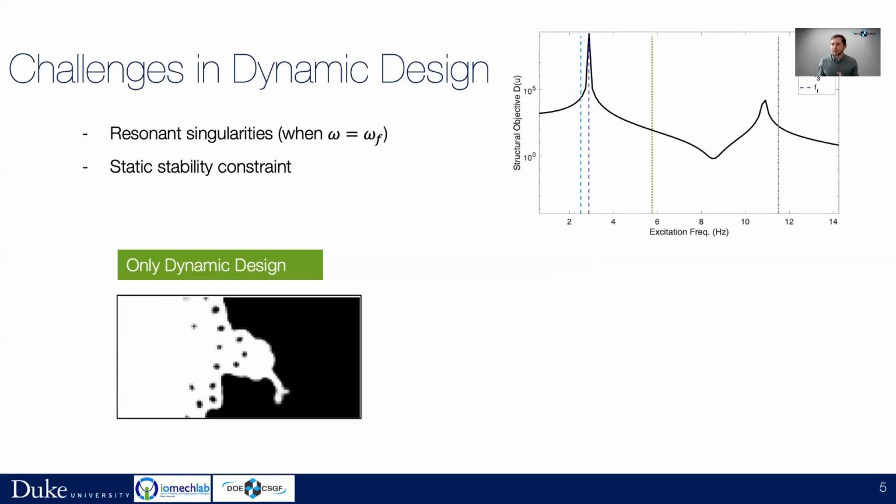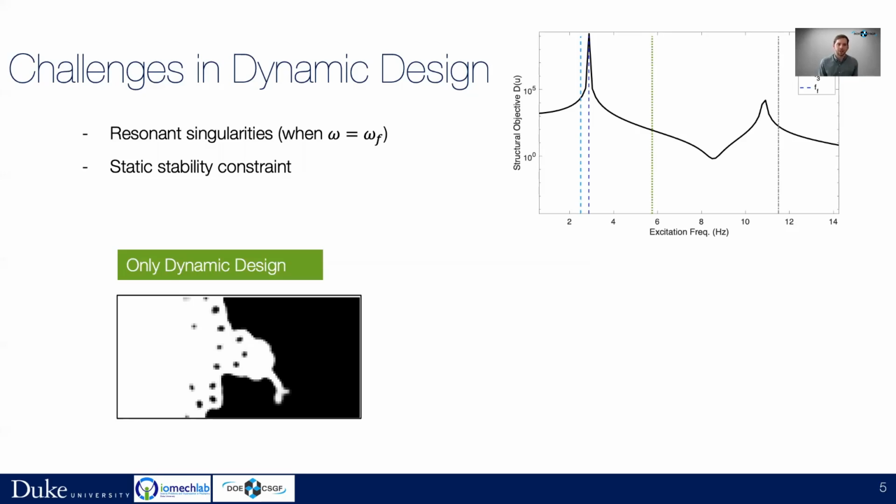Now, in between these singularities in the objective space, you can think that there will be local minima into which gradient-based methods can easily get trapped. And if you're designing for multiple frequencies, you're going to be superimposing different harmonics on top of each other. So this will create an even more treacherous space to navigate while you're trying to minimize the objective.